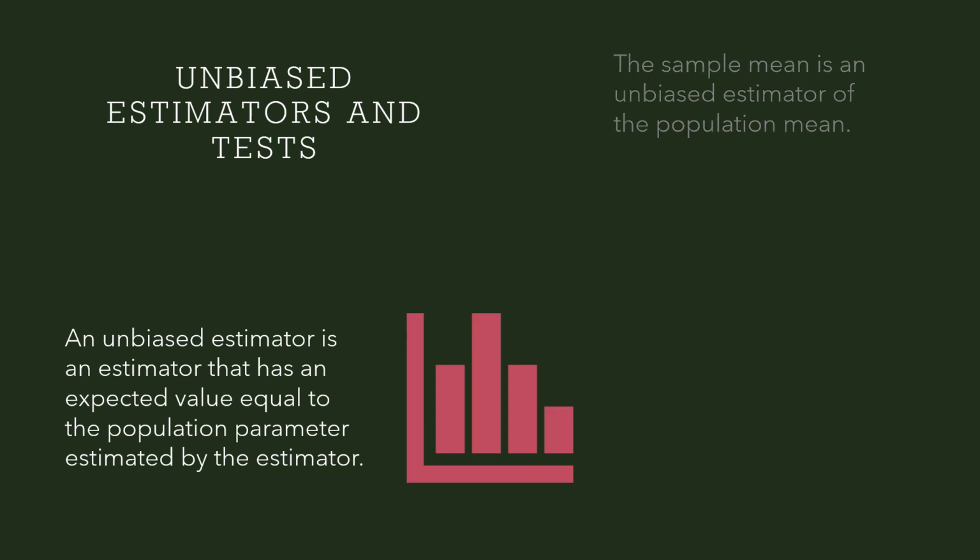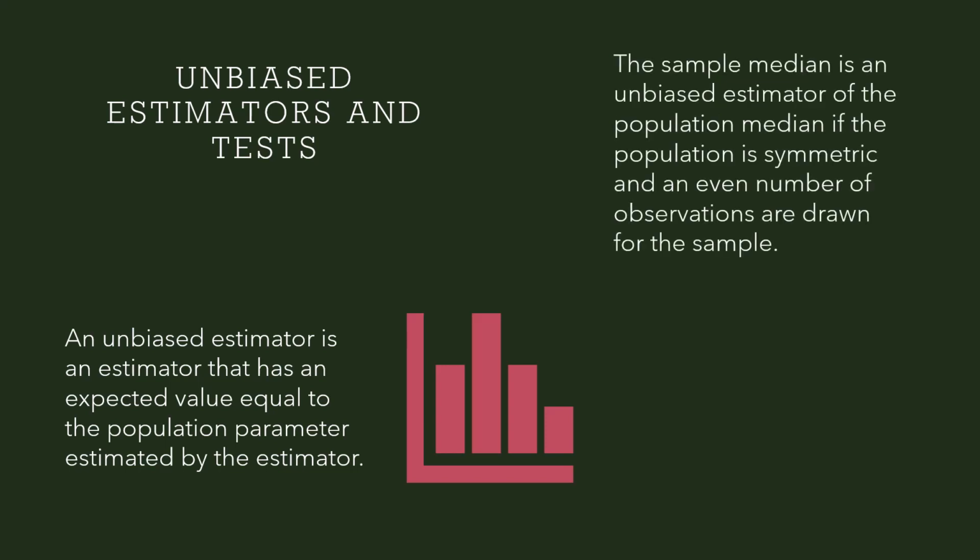The sample median is an unbiased estimator of the population median if the population is symmetric and an even number of observations are drawn for the sample. That's very unwieldy. Not only do we need to know that the population is symmetric, and often when we use the median it's because it is not symmetric, but we have to take an even number of observations in order to have an unbiased estimator.